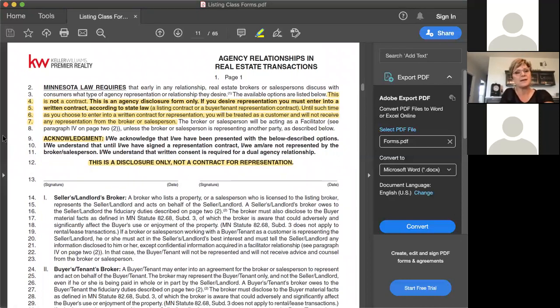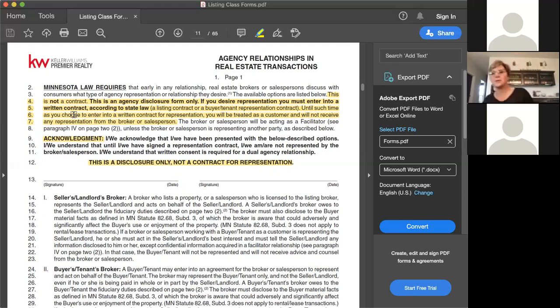And that's what I've highlighted in this top paragraph here. This is not a contract. This is an agency disclosure form only. If you desire representation, you must enter into a written contract. And until you do enter into that representation contract, you as the agent or an arm of the broker are basically required to treat them as customers, and they will not receive any representation from you until you're hired. That's the important thing with this form, you guys, is they need to know you're required by the state of Minnesota to only act as a facilitator.